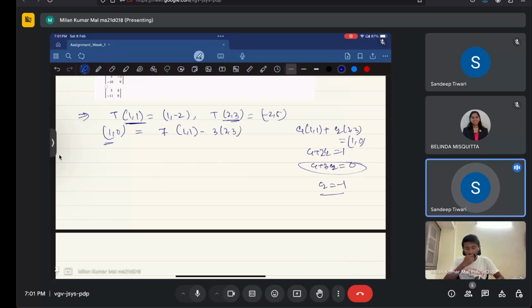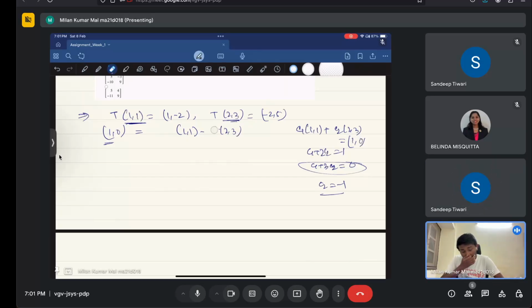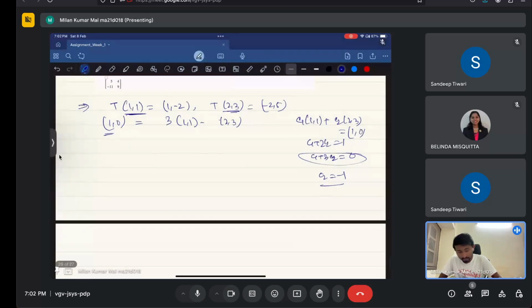Beta will be minus 1 and alpha is equal to 3. I think c1 is equal to 3, c2 is equal to minus 1. So 1 minus 1 need not be written. So 3, let's write 3. 3 minus 2, that is 1. 3 minus 3, that's 2.